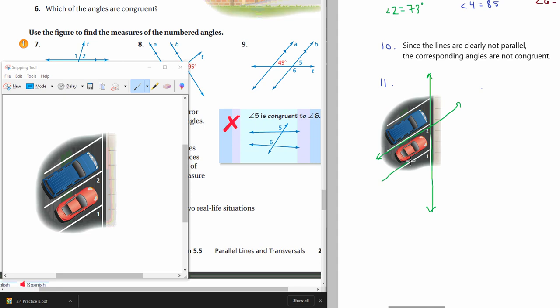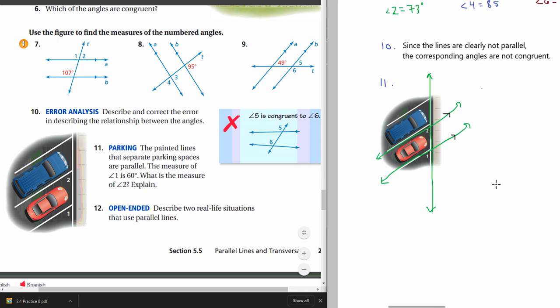And I'm going to mark that they're parallel with my little arrow symbols here. All right, so I actually do have two parallel lines and a transversal, so that is what I'm hoping you were thinking about as you're doing this problem. And since these are parallel lines, now we can say that these corresponding angles are congruent, unlike in number 10 where they weren't parallel, so these are not congruent. So if the lines are parallel, the corresponding angles are congruent.